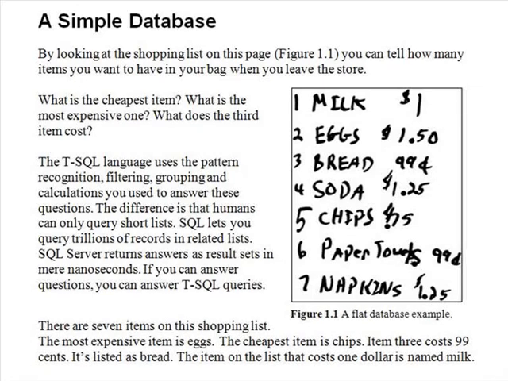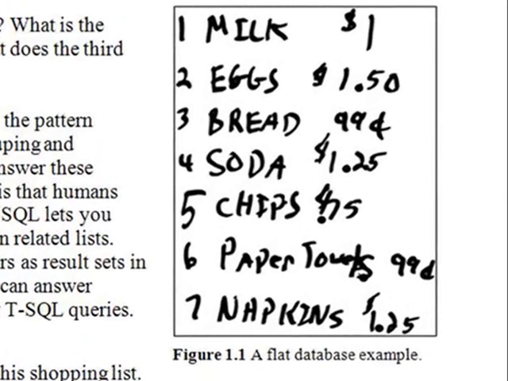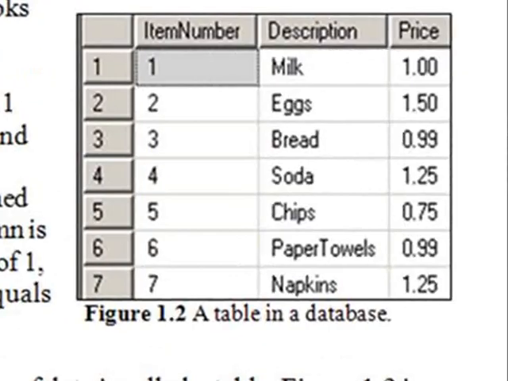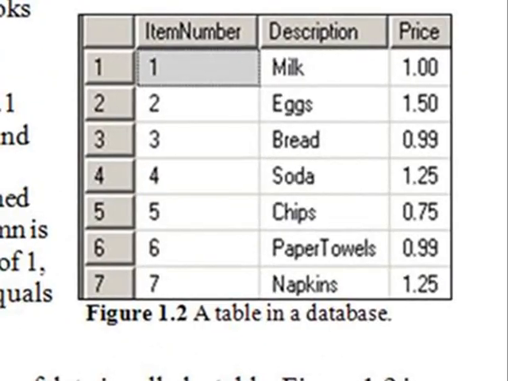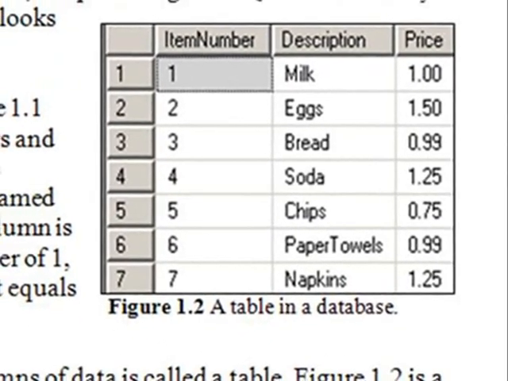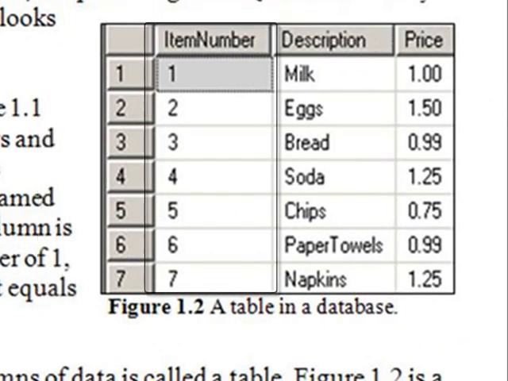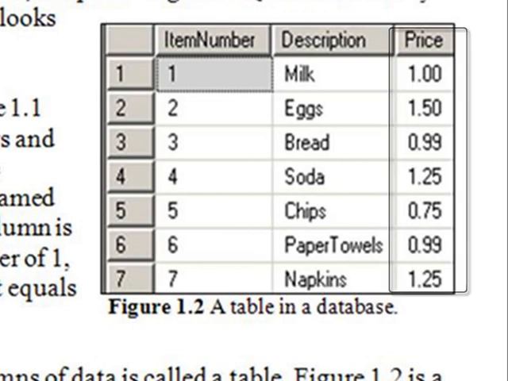In the first section of this chapter, we learned that databases come in all forms, including this shopping list that you see here. In turning the page, we get to see what the exact same shopping list would look like if it was inside of a table in SQL Server. The Figure 1.2 shopping list has 7 rows and 3 columns.